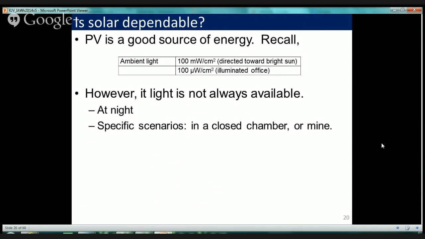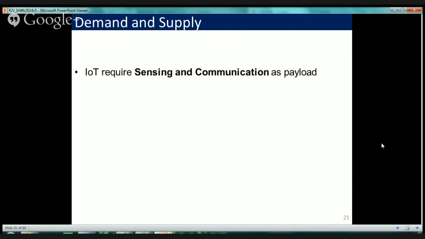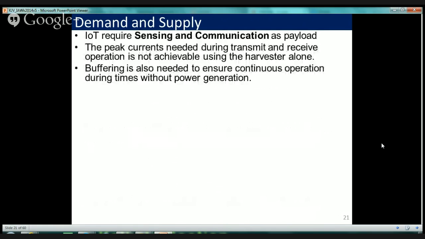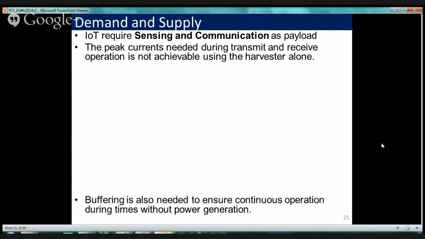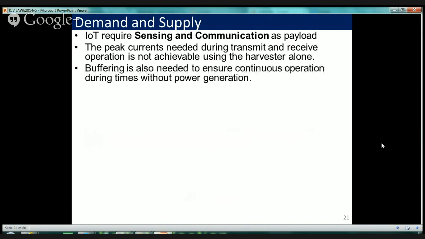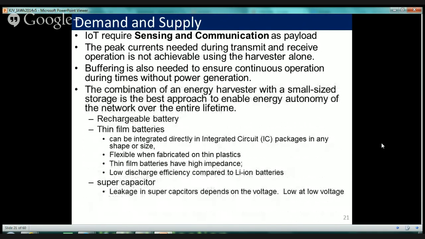And when we look at RF, we compare the demand and the supply available. We need power essentially to do the sensing as well as for the communication. But luckily the peak currents are required only during the communication, and therefore if we have some scheme for buffering the energy, which could be done in multiple ways using any type of rechargeable batteries, including a thin film battery that I'll show in the next slide. So these are some of the options for storing energy.